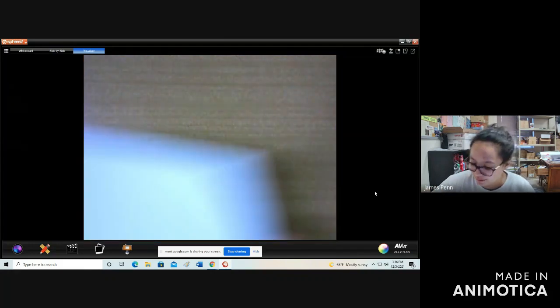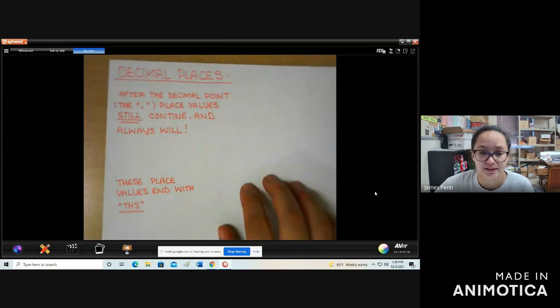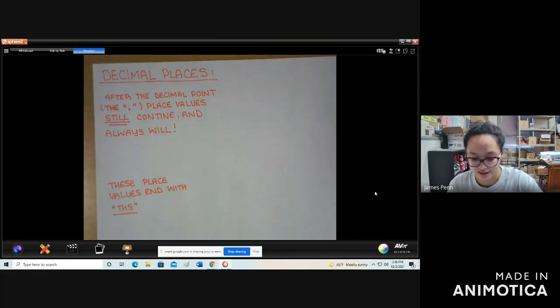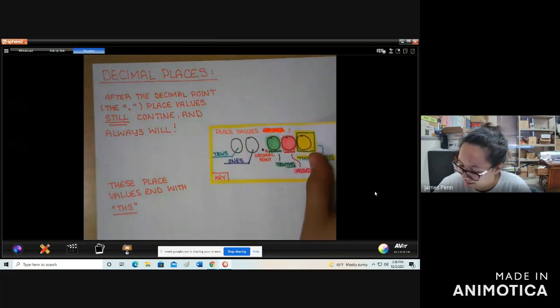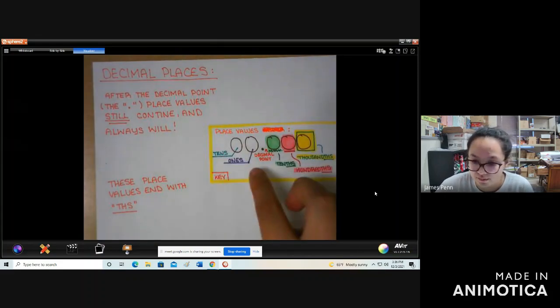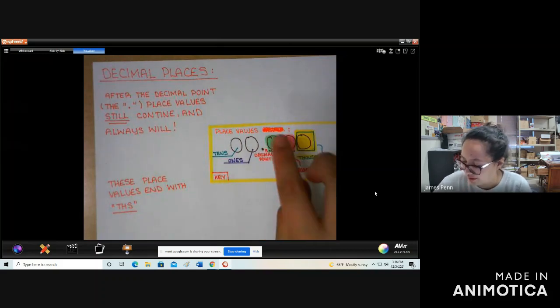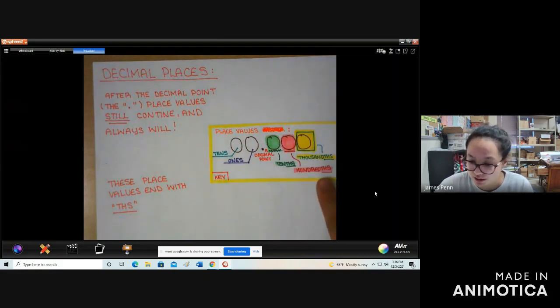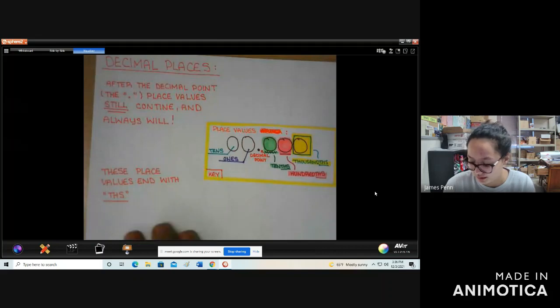Now with decimals, we can't forget about our decimal places. After the decimal point, place values still continue, and they always will. So we have our usual tens place, ones place, but once the decimal hits, the first place to the right is our tenths, then we have the hundredths and thousandths. These place values after the decimal point end with the "th."